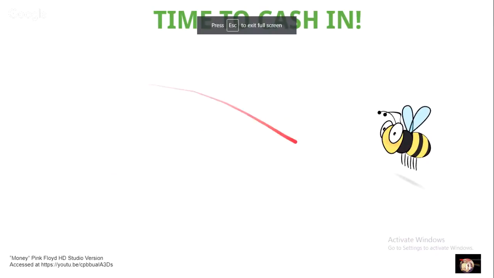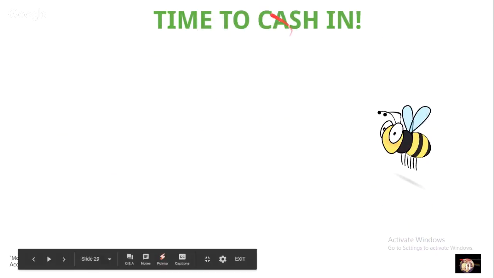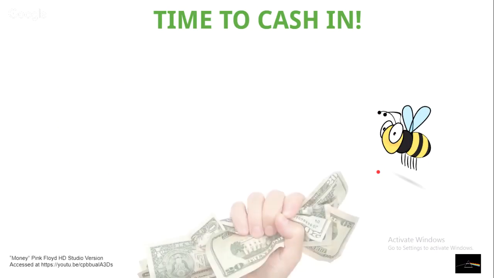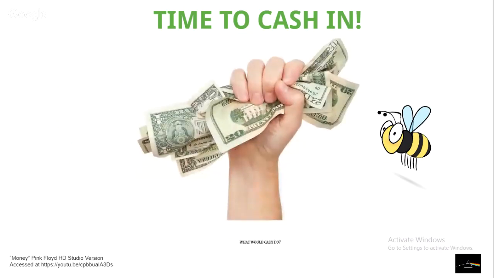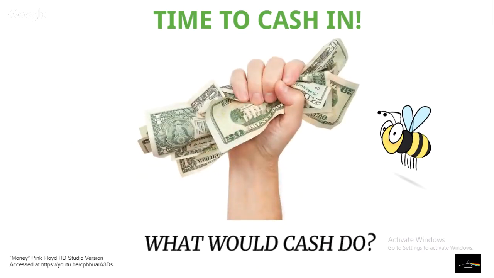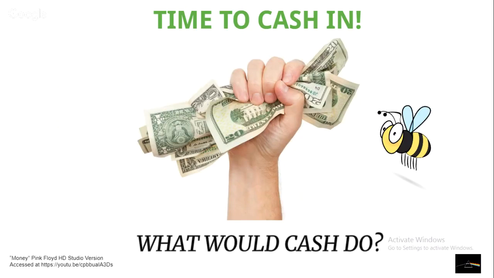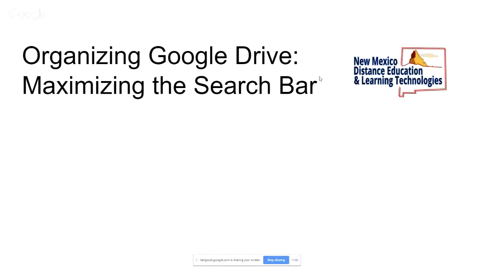You hear that? I think it's time to cash in. Buzz, buzz, buzz. Hi, everybody. Hi, Terry. And here he comes. I'm going to turn it over to Cash and ask Cash that famous question. What would Cash do? What would Cash do? Let's see. Jamie, am I presenting? Okay, there we go. Now you can see my screen.